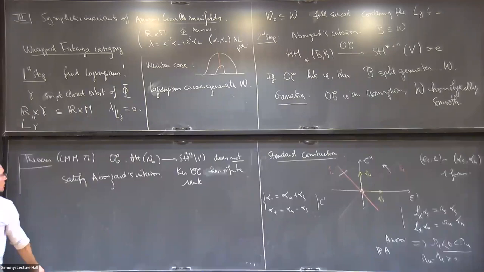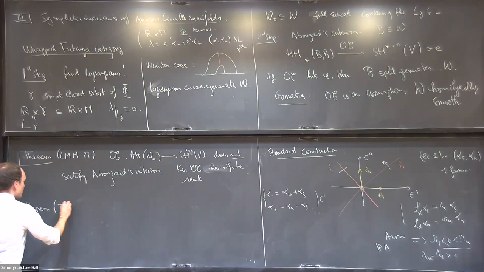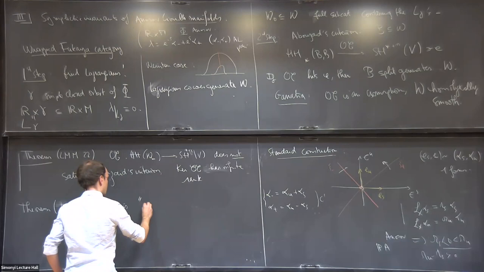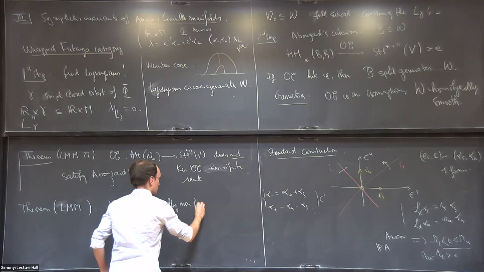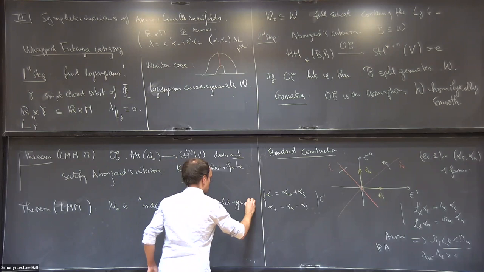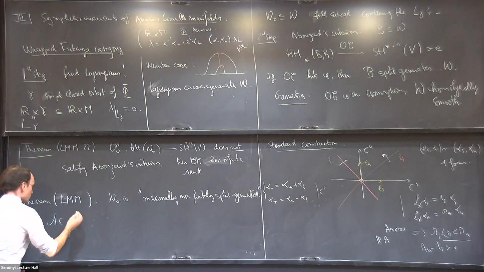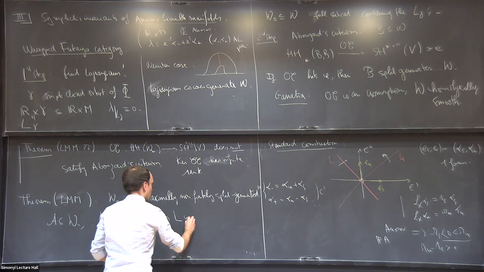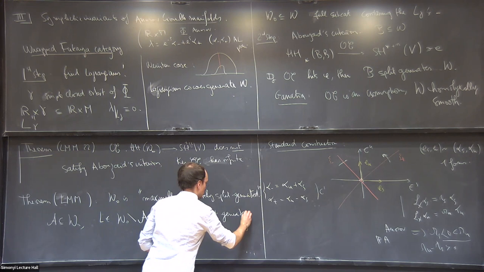But more, it's true that this subcategory W naught is very large in the following sense: it's maximally non-finitely split-generated, which means that if you take a subcollection, a subcategory A of W naught, and you take an object L in W naught not in the subcollection A, then L is not split-generated by A.